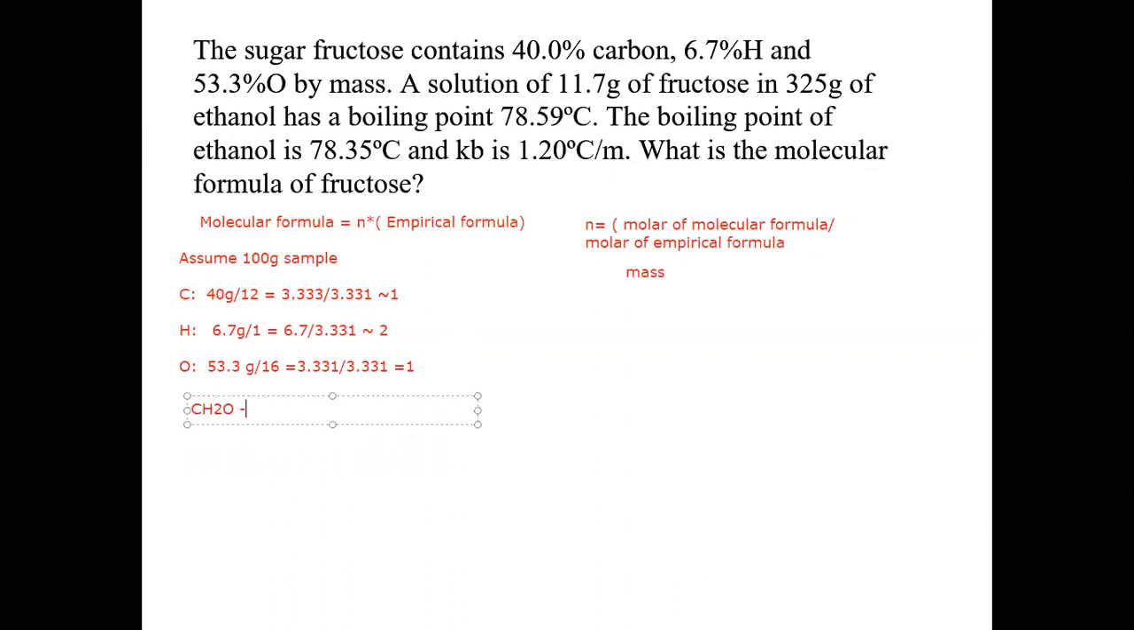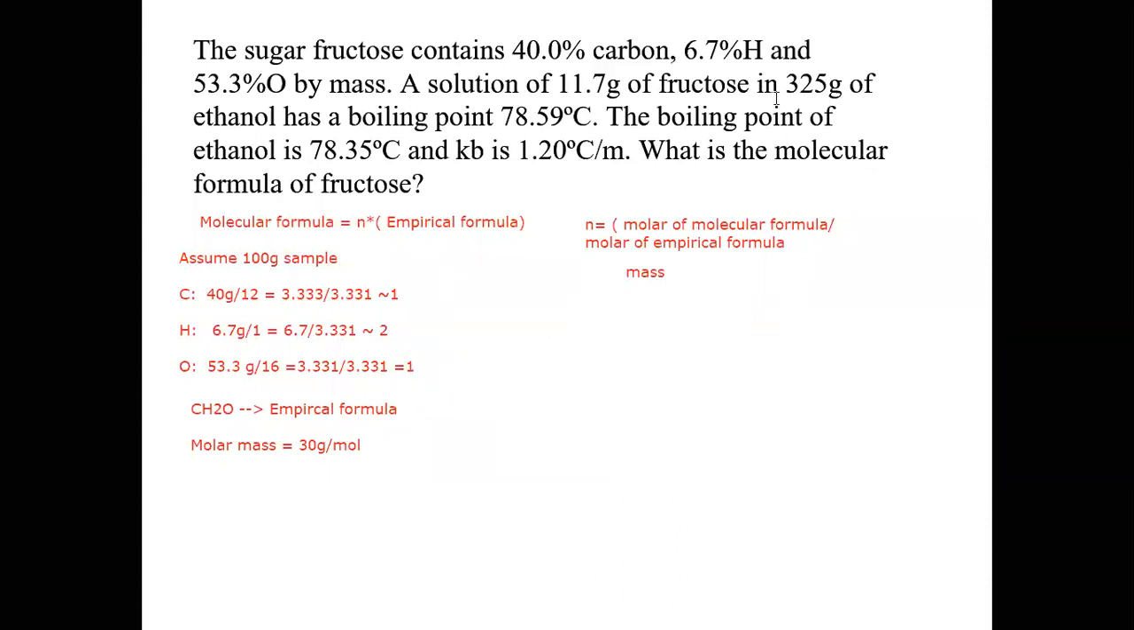Oh, this is the empirical formula. So the molar mass of this is 30. We have the molar mass of the empirical formula. Now we need to get the molar mass of the molecular formula. We divided by 3.331 because that's the smallest number of moles from the 3 different elements. So you always divide by the smallest number of moles to get the ratio.